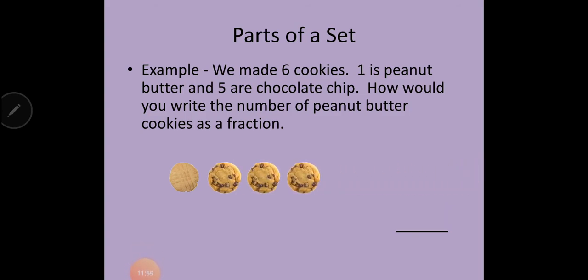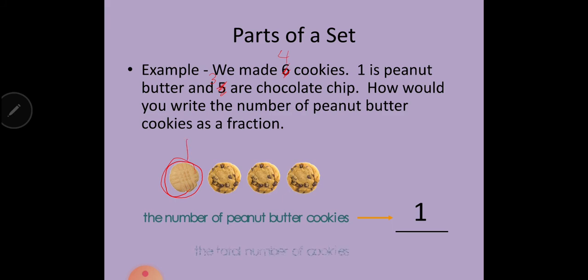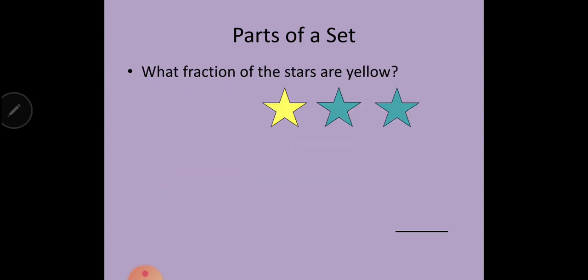Let's see if I have a part of a set. On this one, we made cookies. Actually, they are not 6, they are 4. Okay, 1 is peanut butter, and 3 are chocolate chip. How would you write the number of the peanut butter cookies? You see, the peanut butter one has no chocolate, so it's 1. 1 out of how many? 1 out of 4, because you have all of them. How many? 4 pieces.